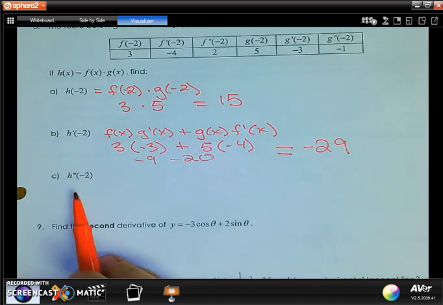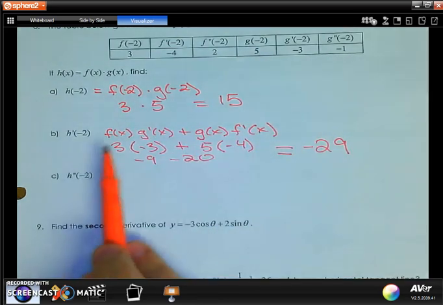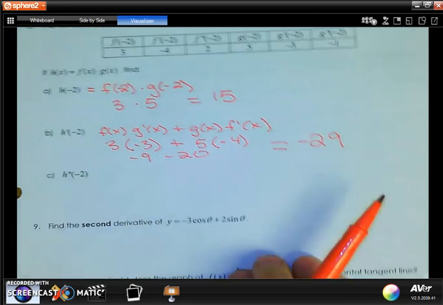This one is a little bit of a pain because you have to use the product rule twice. It's saying take the derivative of this thing here. Well, the derivative of this thing, you're going to have to use product rule here, and then product rule again here. Okay?